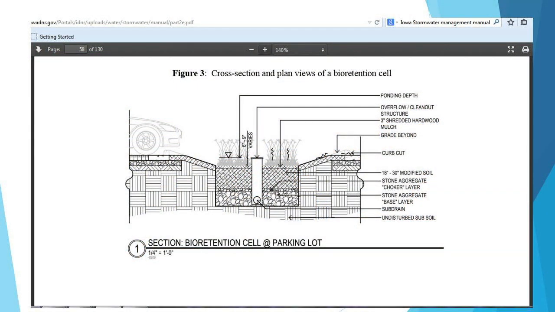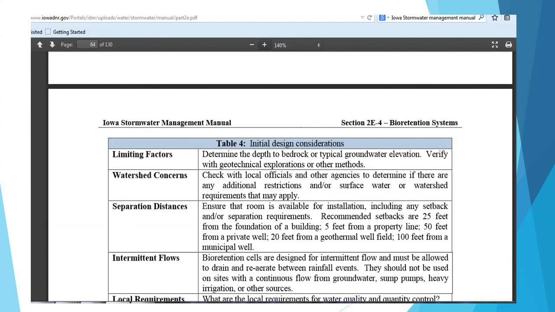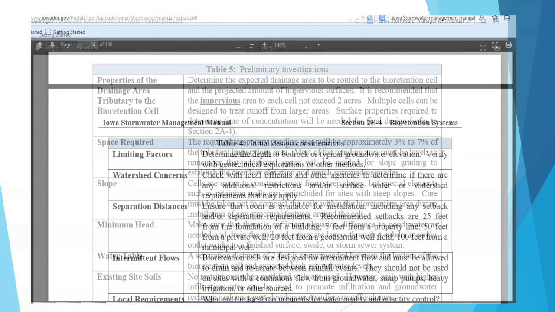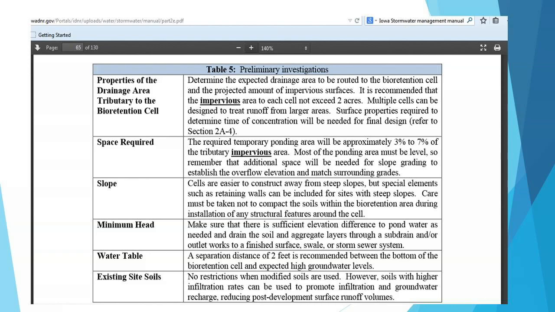Shown are schematics taken directly from the Iowa Stormwater Management Manual. So you're seeing a cross-section of that. So in the manual, you're going to get information with design considerations, preliminary investigation information, and then you'll get into each of the components, a description on each one of the components in each practice.